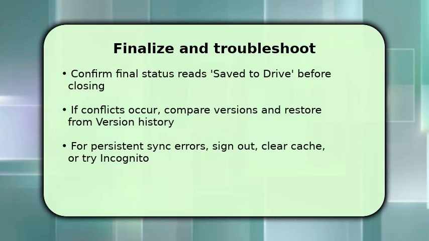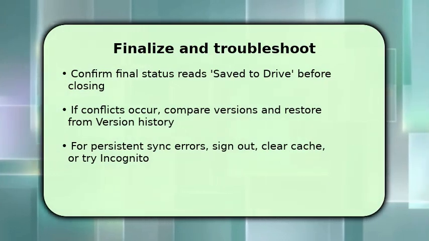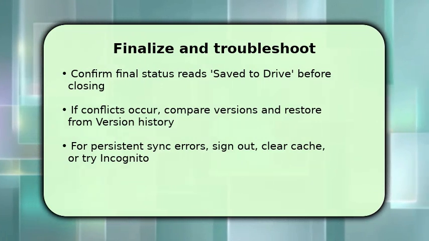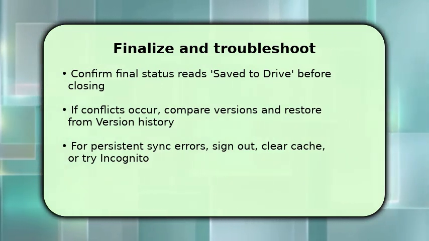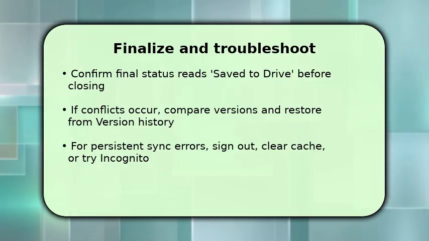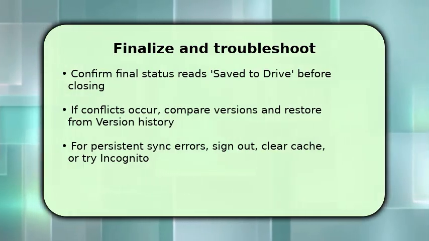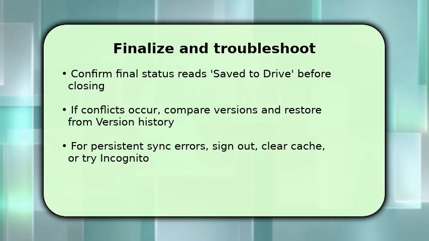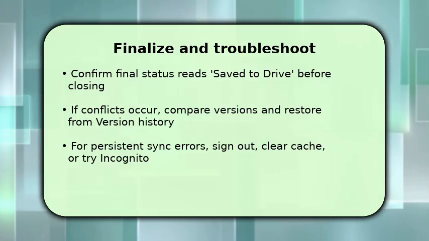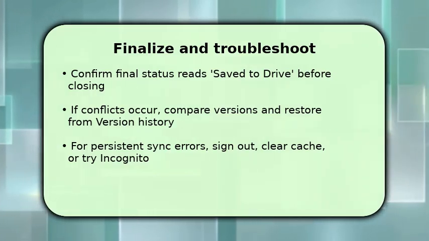You finish by verifying the top status shows Save to Drive. That's your green light to close or share. If collaborators caused conflicting edits, open version history, compare timestamps, and restore the correct version or copy needed cells. This explains why version history prevents data loss.